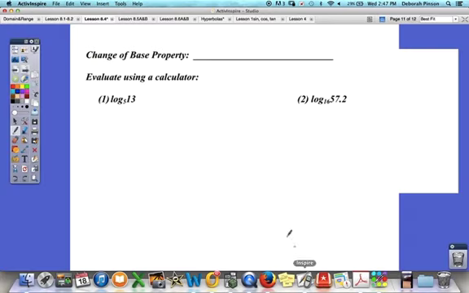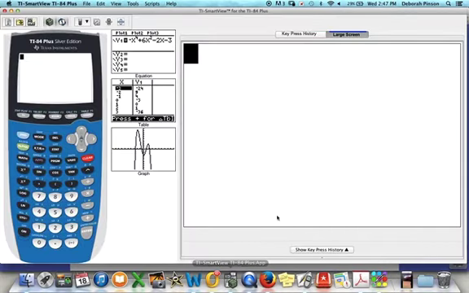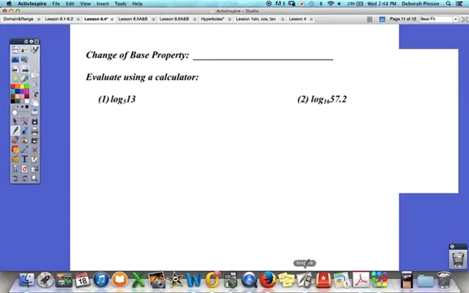What the change of base property is going to allow us to do is change the base to anything we want it to be, which means in our case, I'm going to choose either base 10, I can use this button on my calculator, or I'm going to choose natural log, base e, I can use that button on my calculator. I'm going to pick something that I can do in my calculator. All right, here's the property, and then we'll look at a couple of problems.